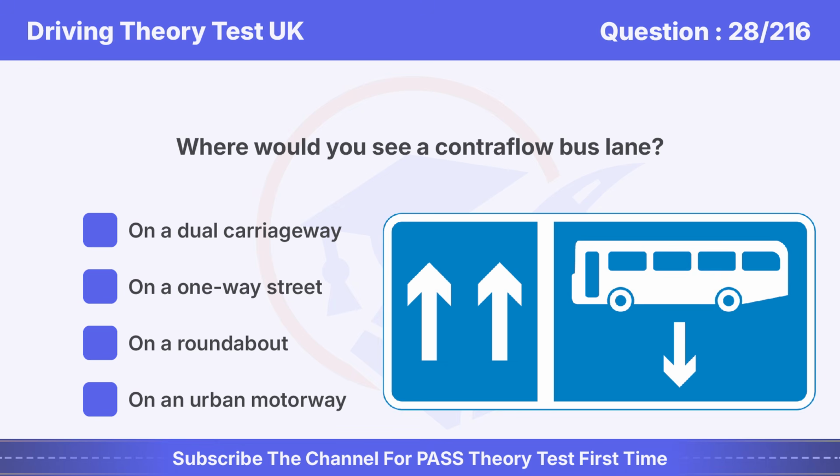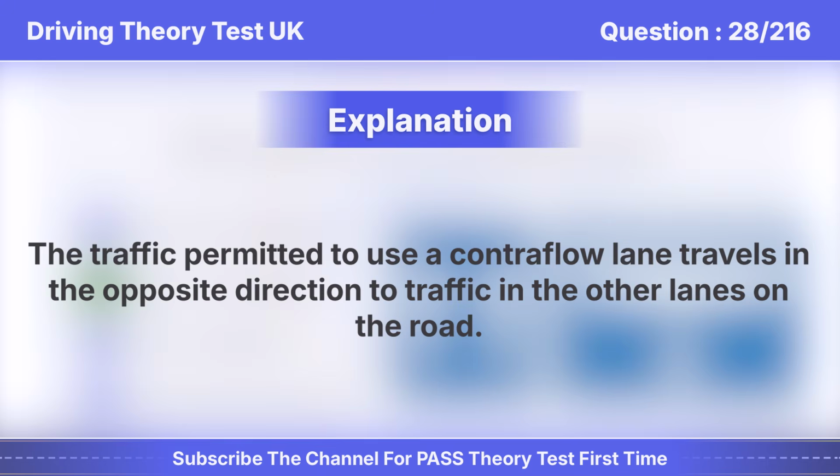Question 28. Where would you see a contraflow bus lane? Answer is B. On a one-way street. The traffic permitted to use a contraflow lane travels in the opposite direction to traffic in the other lanes on the road.